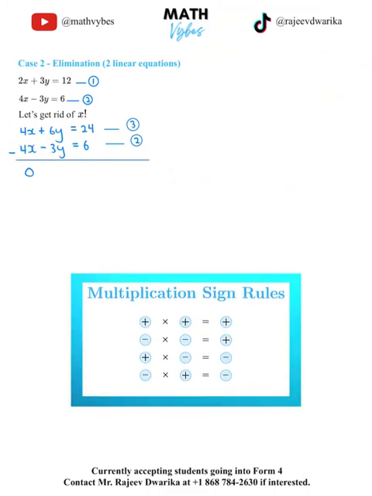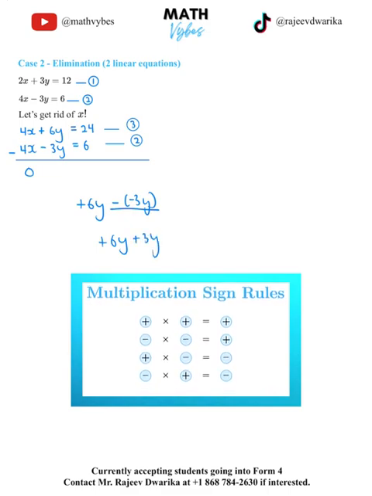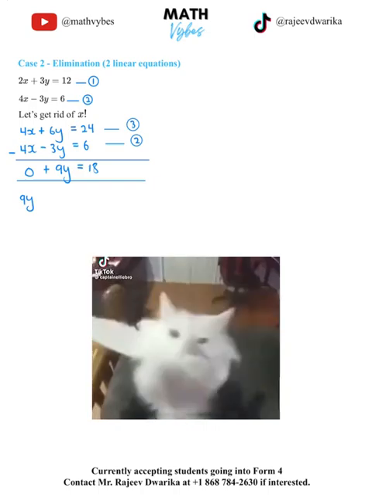So what does that come like? That comes like we have plus 6y minus 3y. Now our minus by minus is a plus, so we're going to get plus 6y plus 3y. And what is 6y plus 3y? That is 9y. Boom. Right, so this is going to be plus 9y, and 24 minus 6 is 18. And so we end up with 9y is equal to 18.